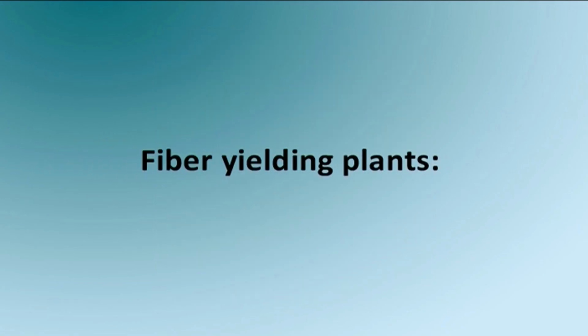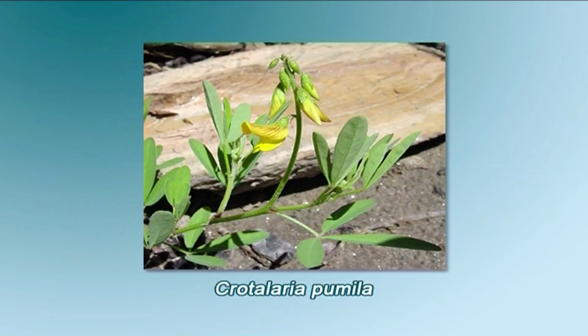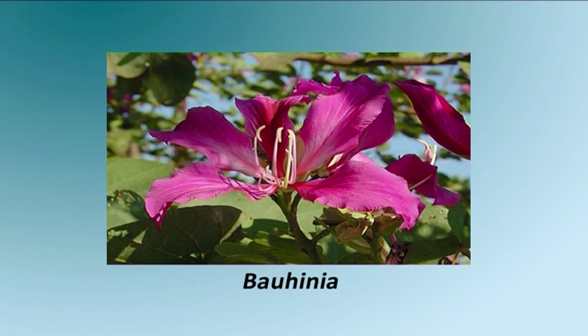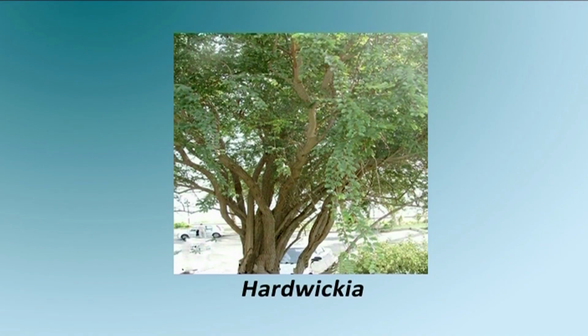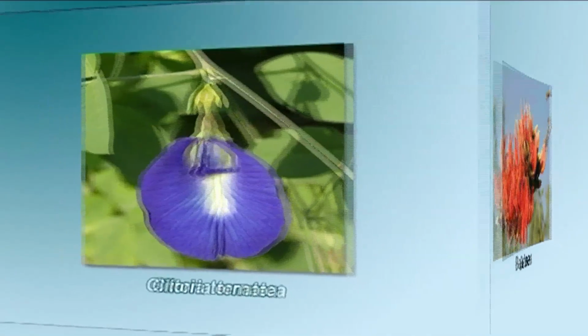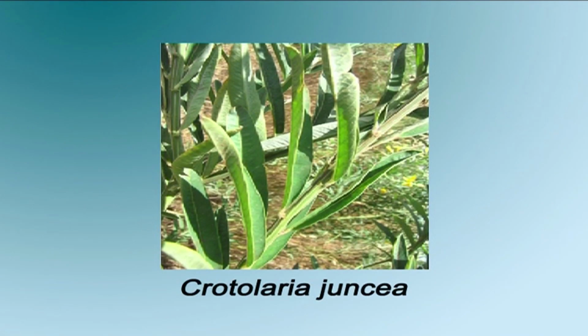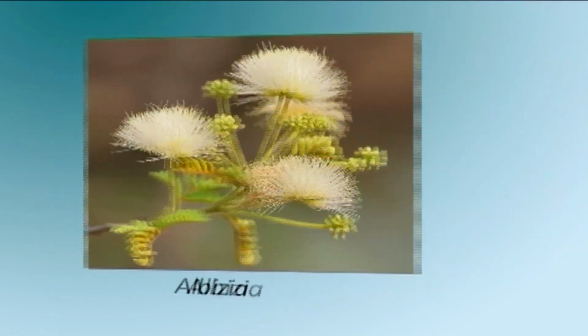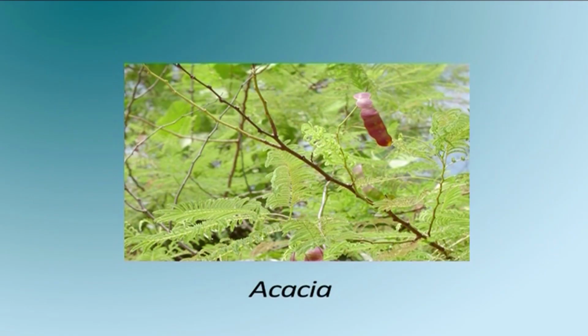Fiber yielding plants from Fabaceae include species of Crotalaria, Abrus, Erythrina, Sesbania, Bauhinia, Hardwickia, Phanera, Acacia, etc. Dye yielding plants from this family include species of Butea, Clitoria, Crotalaria, Indigofera, Caesalpinia, Haematoxylum, Albizia and Acacia, etc.